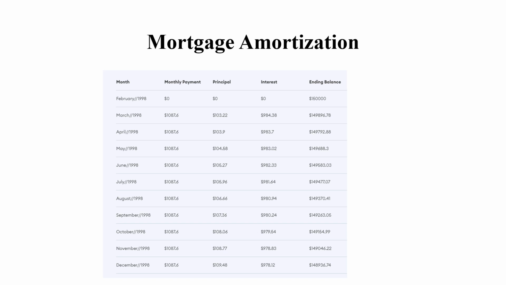First payment, only $103.22 goes to principal. The bulk of the payment, $984.38, goes to interest. And then notice every month this changes a little bit. So by the end of the year, the last payment for this year, December 1998, $978.12 goes to interest, $109.48 goes to principal. Important idea, fixed rate mortgage, the interest rate remains the same, 7.875% over the course of the loan. Payment remains the same, amortization schedule.